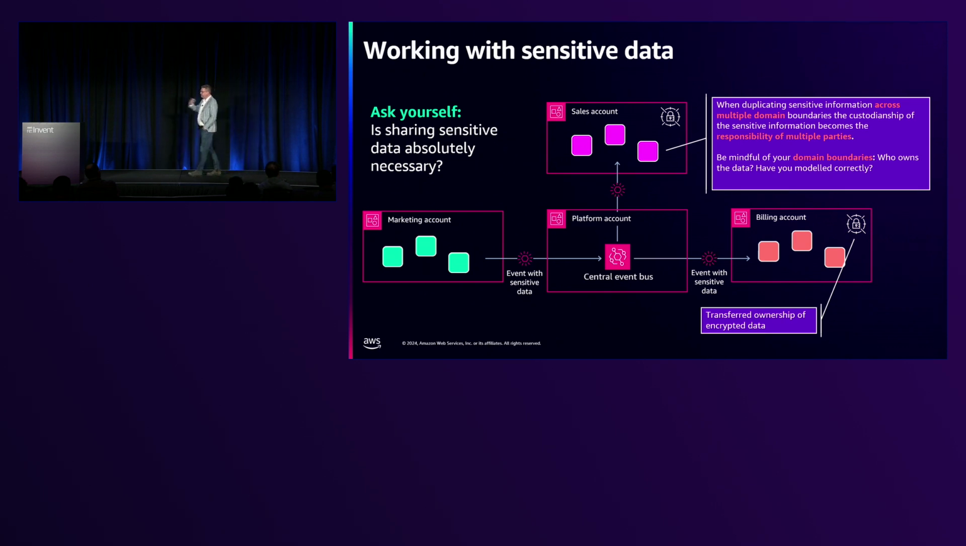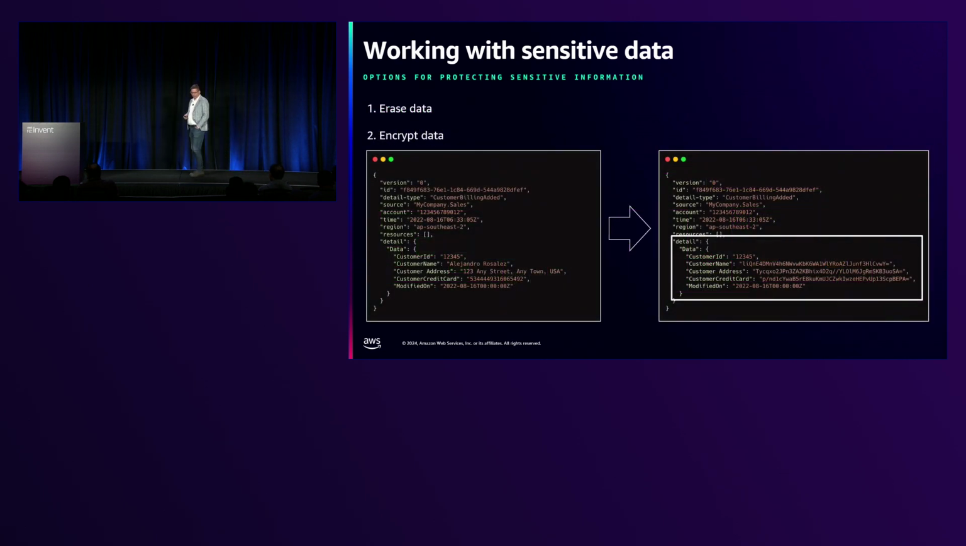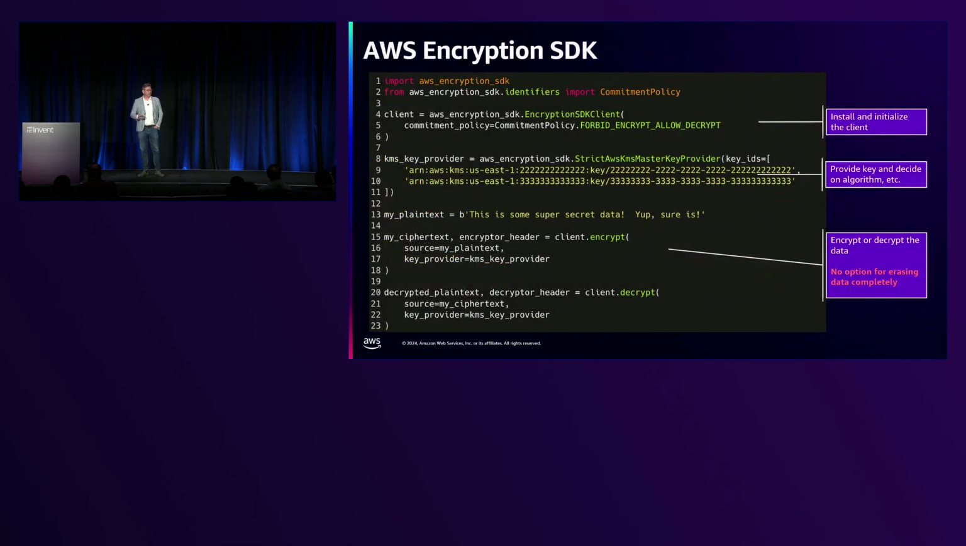Because as soon as you start sharing sensitive information across domain boundaries, it then becomes the responsibility of those consuming services to manage the integrity of that data. And that operationally makes things a little bit harder to manage. Now, if you are looking at ways of sharing information, then obviously we're talking about some level of encryption. And we can do this at an EventBridge level by either erasing information or encrypting data. And there's a couple of ways that we can do this.